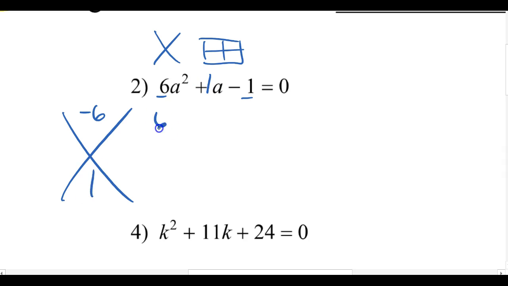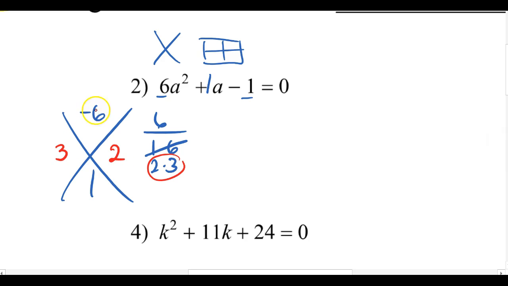Our numbers that multiply to 6 are 1 times 6 and 2 times 3, and those are the only options. Can I do 1 and 6 to make 1? 6 minus 1, 6 plus 1? No, that doesn't work. How about 2 times 3? 3 minus 2, I could do that. So then 3 and 2.